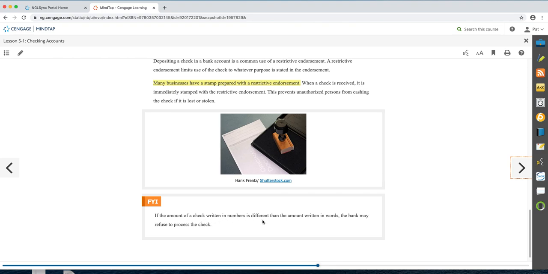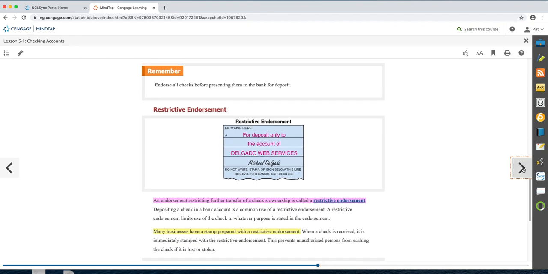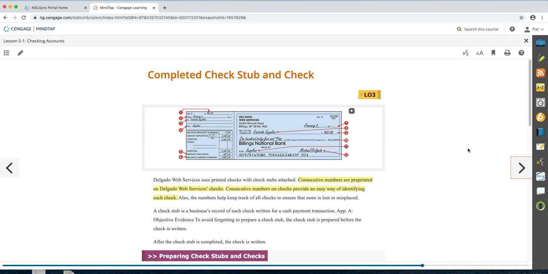That's just kind of something that is normal that we'll talk about when we write these checks. We want to make sure that everything's written legibly. So those are the 3 endorsements. Blank endorsements, just a regular. So Delgado wrote a check to Eastside here. A blank endorsement would be written just Eastside Supplies.